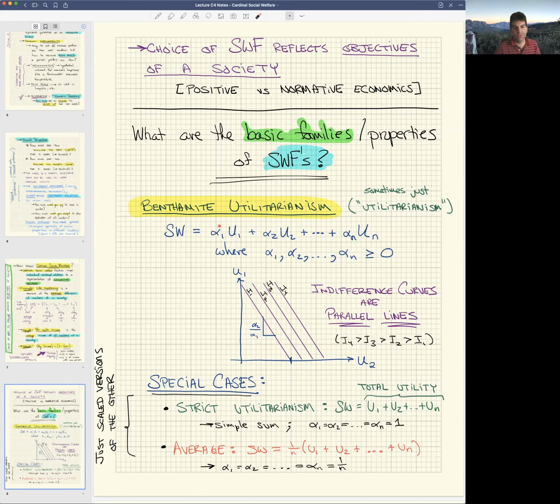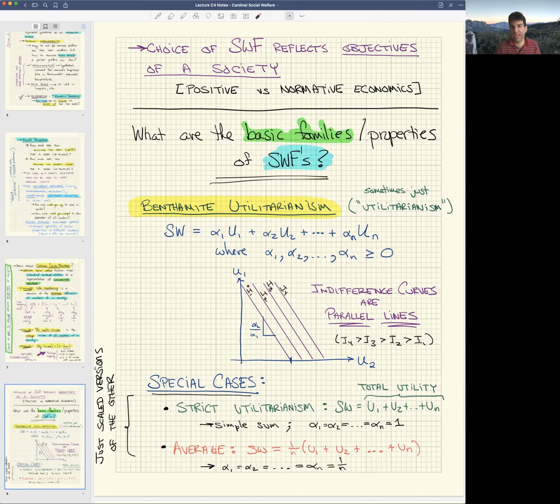So if I only have 2 individuals, so that would just be the first 2 terms here, then I would get this picture here, where this slope would be whatever the alpha 2 coefficient is divided by whatever the alpha 1 coefficient is. So if these are equal numbers, then these would be 45-degree lines. If they're not equal numbers, then they're slanted, and they might be slanted to favor one individual or to favor the other individual. And so that's what we're capturing here.